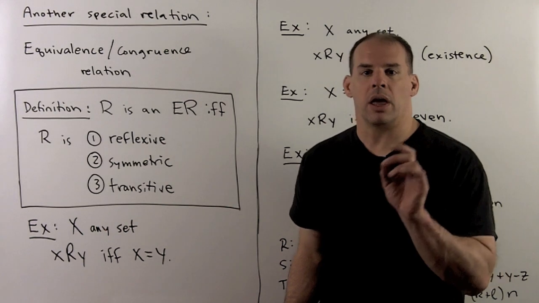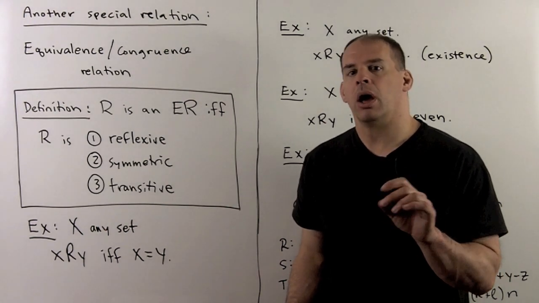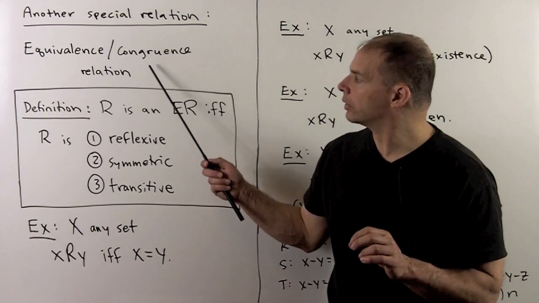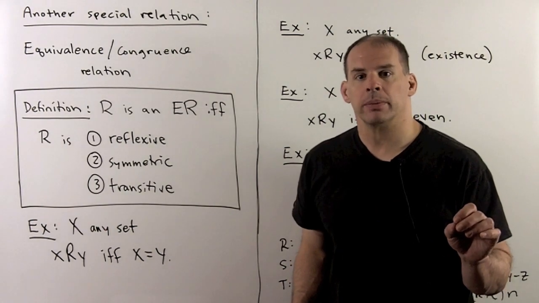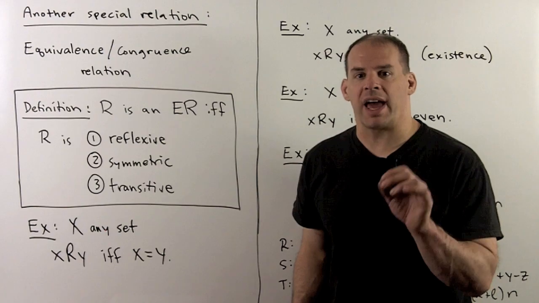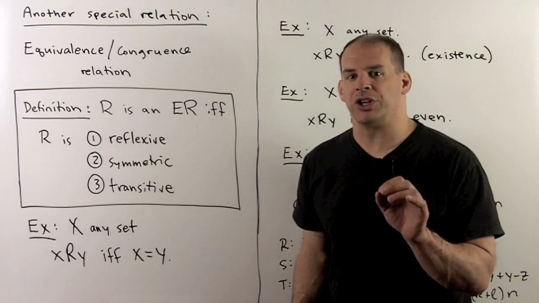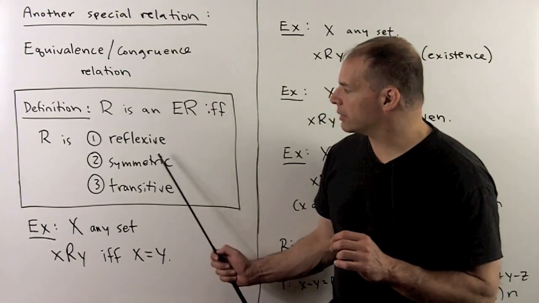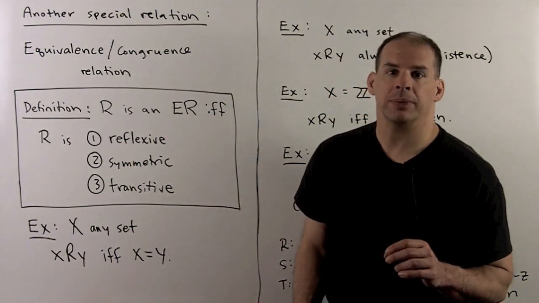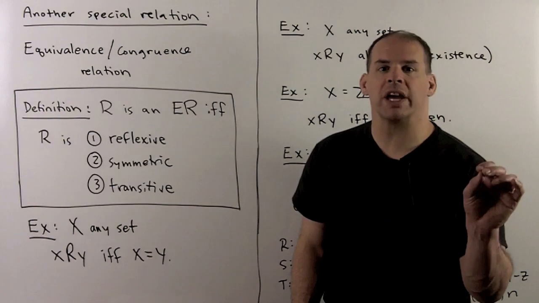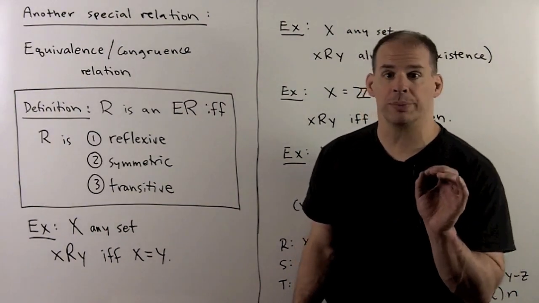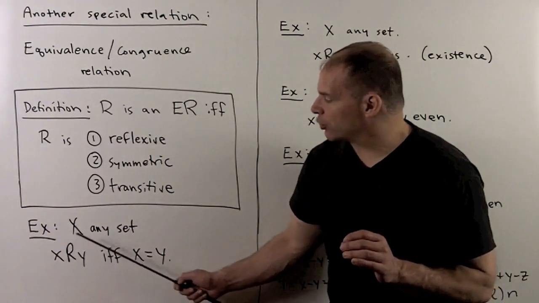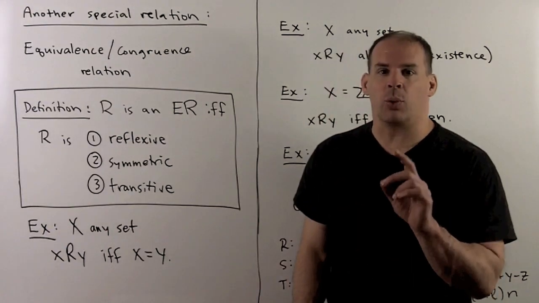Now, another special class of relations are equivalence or congruence relations. So, definition: we'll say a relation R on a set X is an equivalence relation if and only if R is reflexive, symmetric, and transitive. The prototype for an equivalence relation is the relation of equals. So if I let X be any set, I can say x is related to y if and only if x is equal to y.